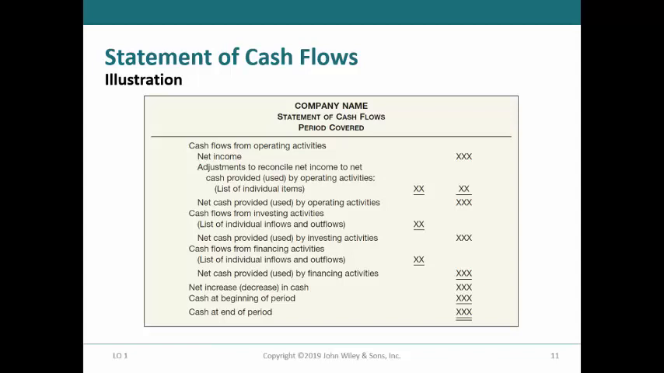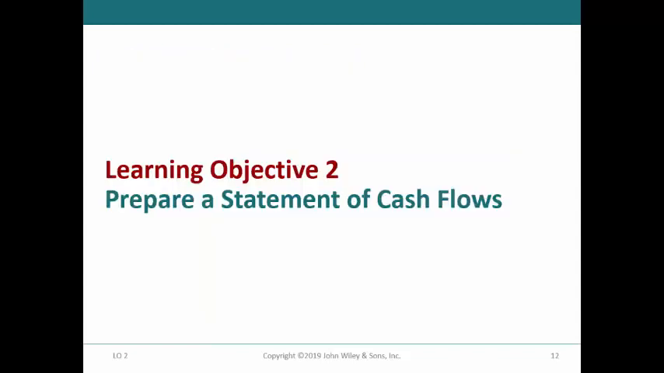After the cash flows from the investing and financing activities are added to the cash flows from operating activities, we get the net increase or decrease to cash for the period. This amount is added to the beginning balance of cash to get the ending cash balance for the period. The ending cash balance should equal the cash and cash equivalents shown on the balance sheet at the end of the period. In this objective, we will cover the steps in preparing the statement of cash flows.